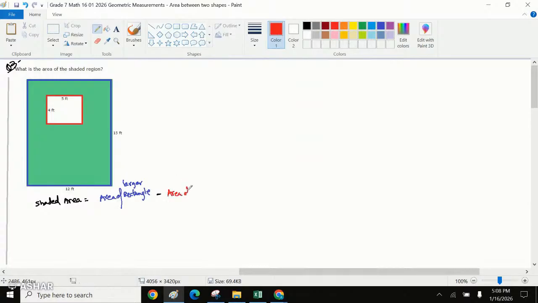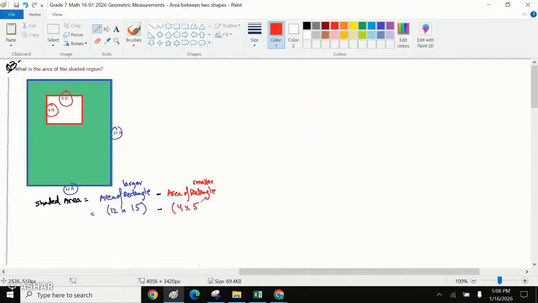Area of rectangle, how do we know this is a rectangle? Because a square has length and width of equal length, right? Or we say all four lengths are equal. But when we have two pairs of unequal lengths, that means it's a rectangle, right? And the formula would be length into width. So what is the length? 12 multiplied by width 15, minus the other area, 4 multiplied by 5.